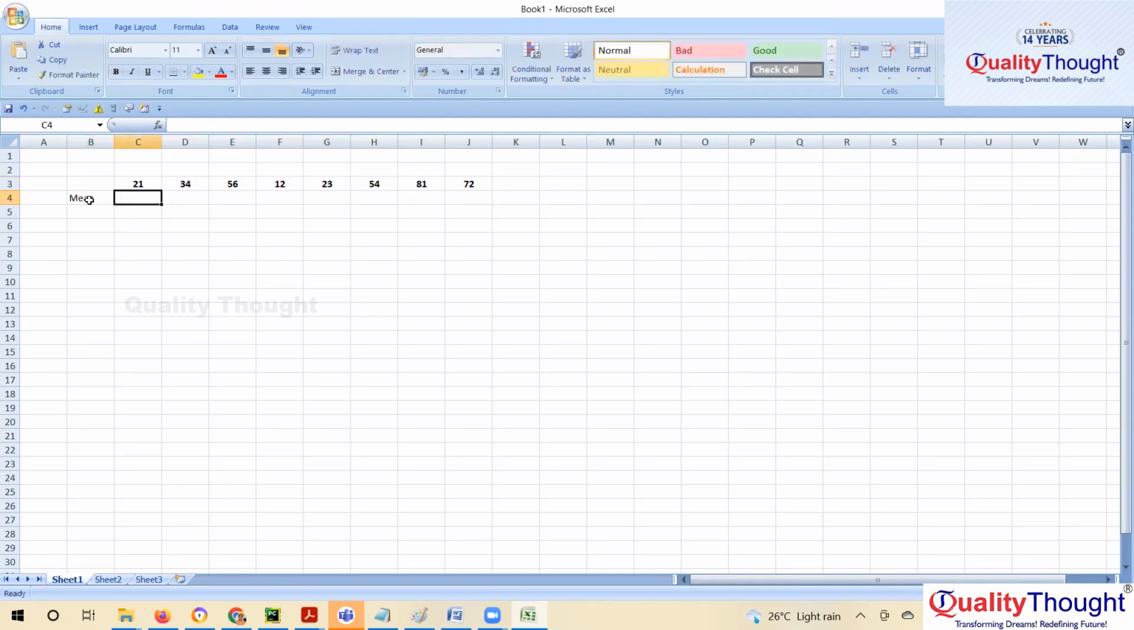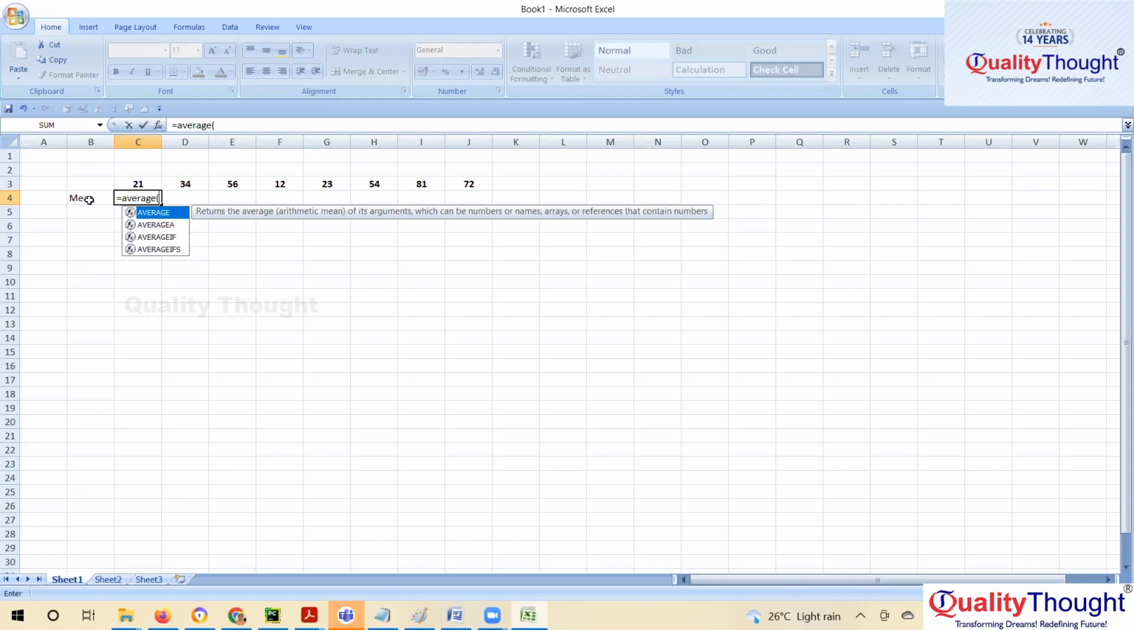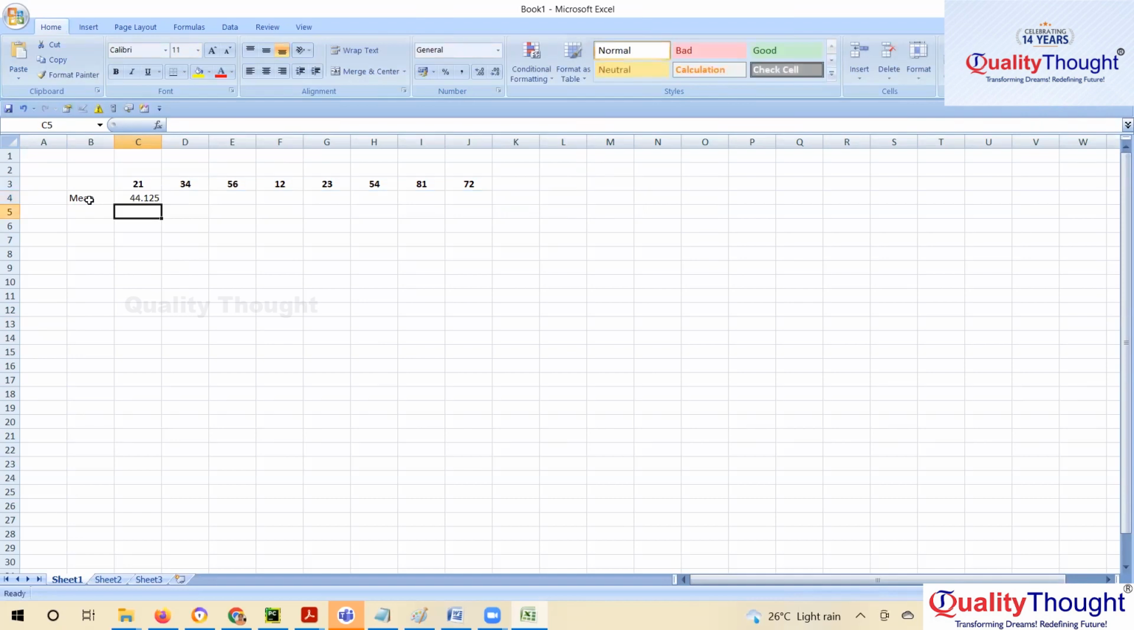Mean is average, right? How do you calculate average? You add all the values and then you divide by the number of values, right? So in this case, mean is 44.1, right? Mode is the most occurring. So if you see, all these numbers are unique, right?